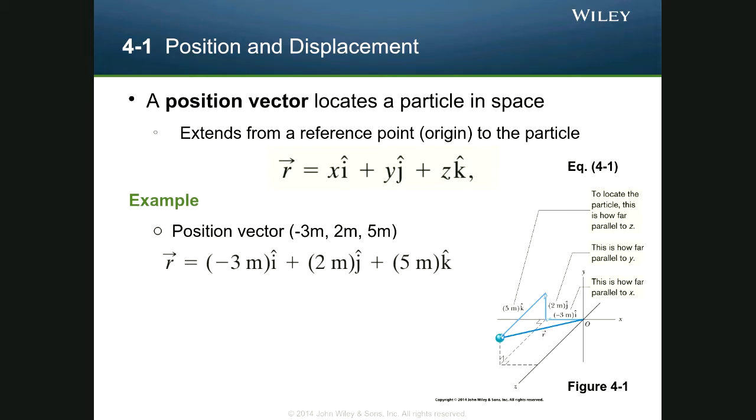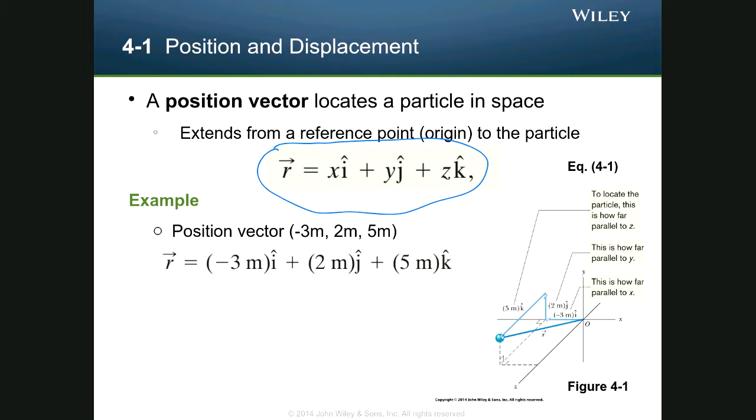And what we can see here is that the position vector is now not just x, but x in the i-hat direction plus y in the j-hat direction plus z in the k-hat direction. And so what we have now is a whole three-dimensional vector right here. An example of a position vector, we can look at it right here.